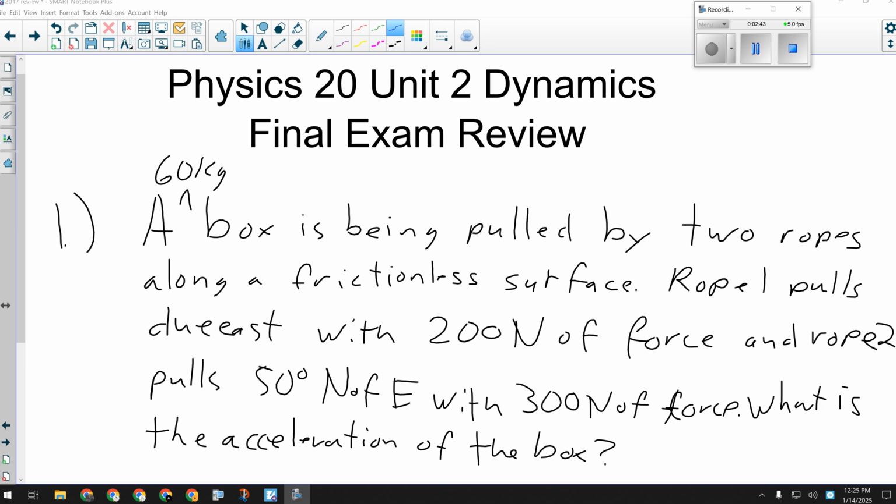Every action has an equal and opposite reaction. We did some problems associated with that. Nothing terribly difficult there.